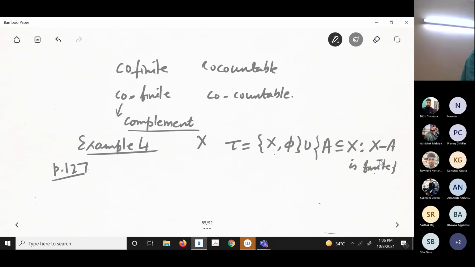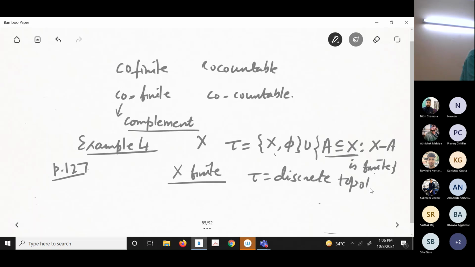So this will give you a topology, and that is called the cofinite topology. It's very simple. Other than X and phi, these open sets have to be there, so I am writing them separately. But you can see that if X is finite, because I didn't say whether it is finite or infinite, then any subset of X will be open, because its complement will also be finite. In that case, tau will be the discrete topology. That means any subset will be open.